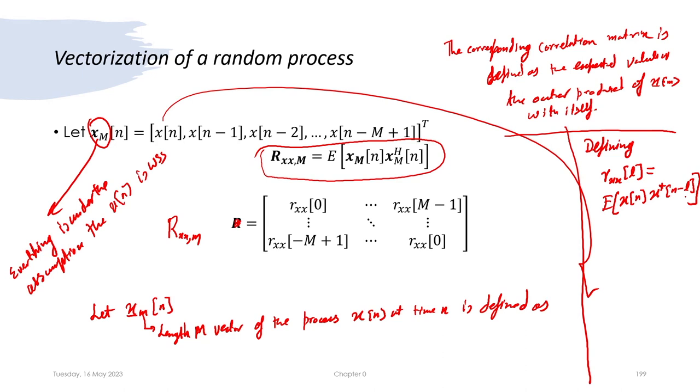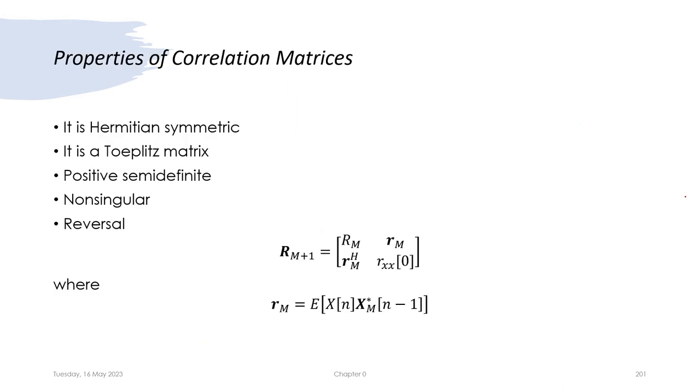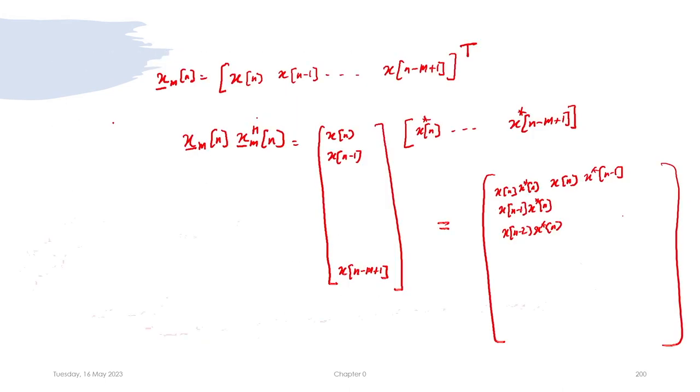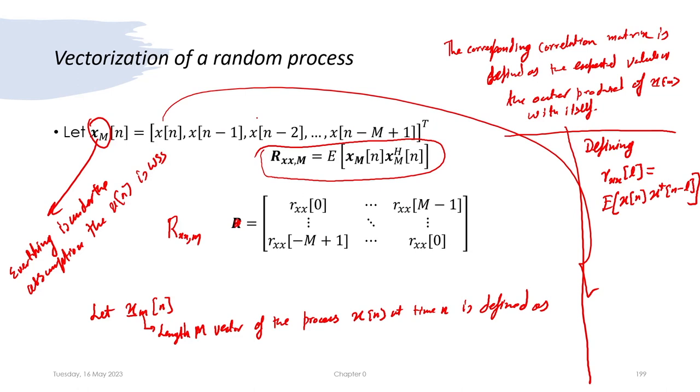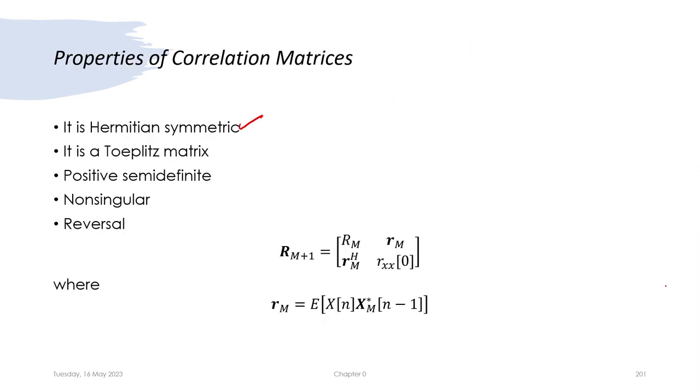So let us quickly look at the properties of the correlation matrix of x. So this is Hermitian symmetric, that is the rows are conjugate transposes of the columns, which is easy to see because R x x L conjugate will be expected value of x n minus L x conjugate n, which is equal to R x x minus L. So if we take the transpose, we will get the complex conjugate of this. So this is Hermitian symmetric.